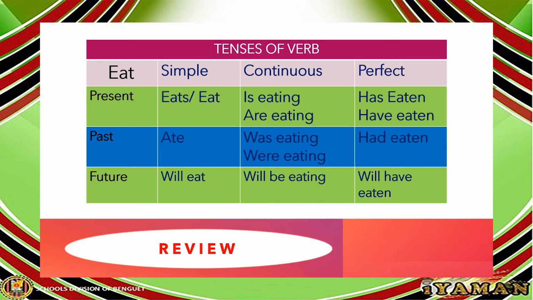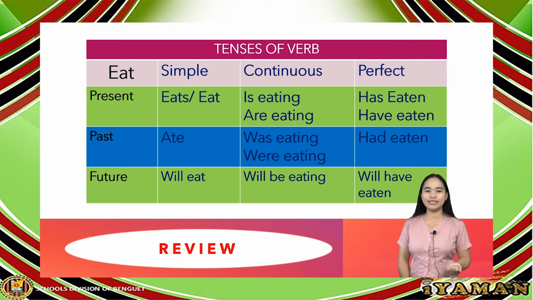Before we talk about direct and reported speech, let's go back to the lessons that we had before. First, we have the tenses of verb. This is a skill that is very important when we talk about direct and indirect speech. The tenses of verbs include the following. First, we have simple present, simple past, simple future, present continuous, past continuous, future continuous, and the perfect tenses, which include present perfect, past perfect, and future perfect.